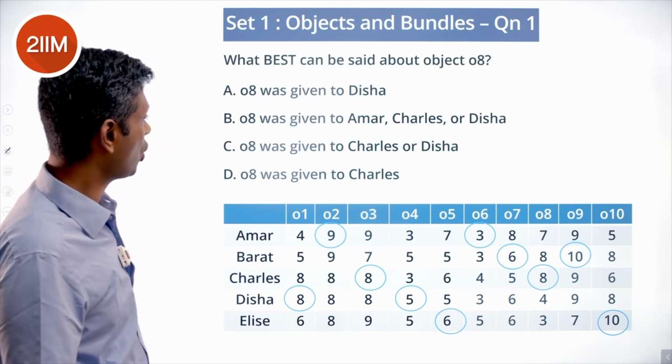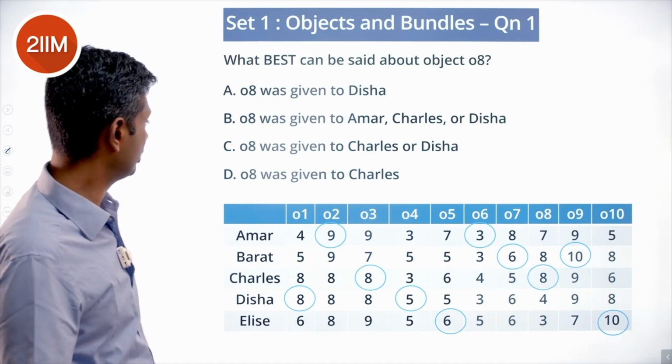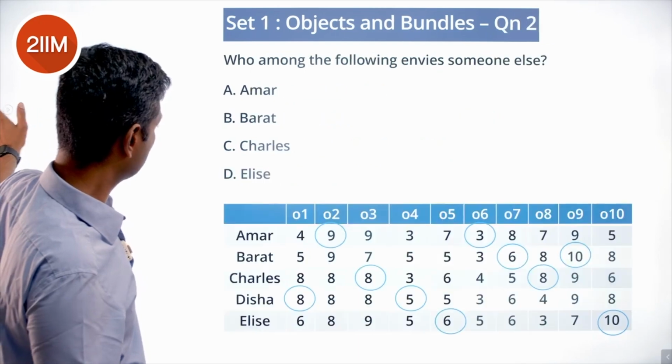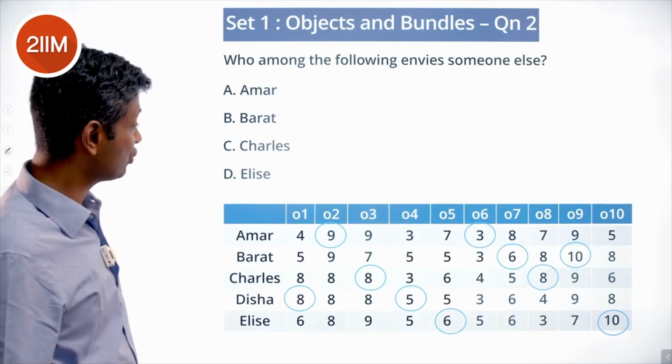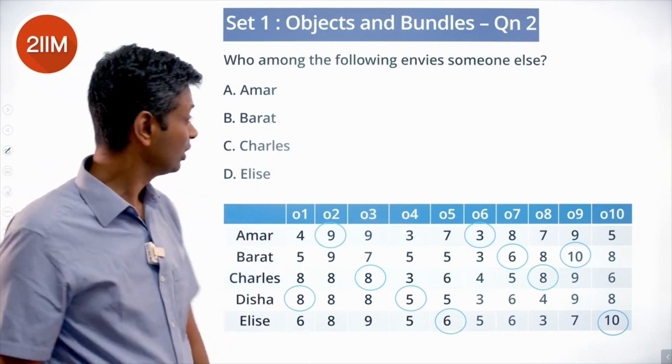What best can be said about object 8? Object 8 was given to Charles. O8 was given to Charles. The right answer. Nice and simple. Once you've got the whole grid, it should be straightforward. Who among the following envies someone else? Only Amar or Disha could envy. The other 3 won't envy.